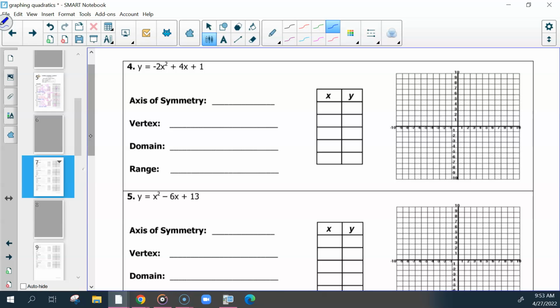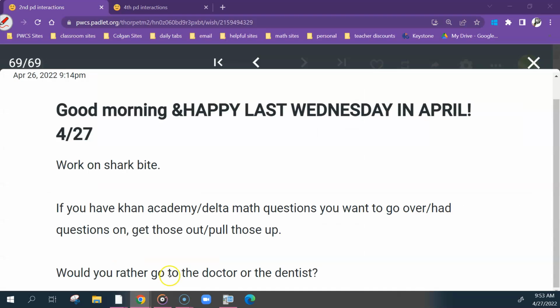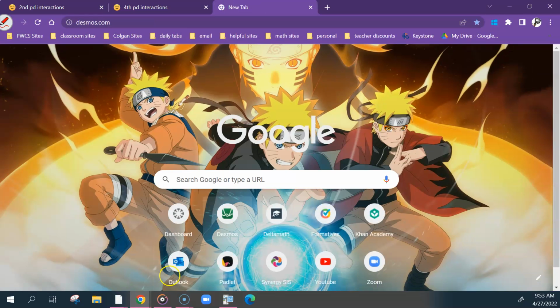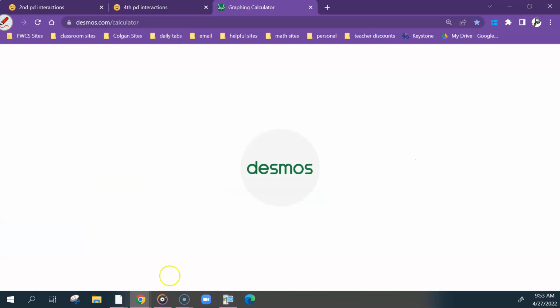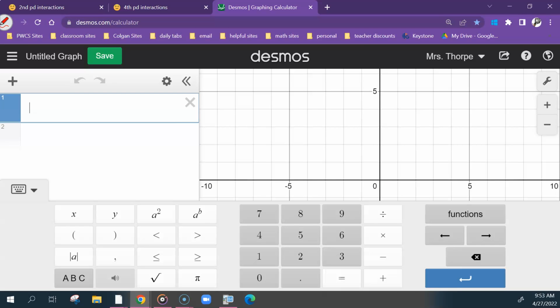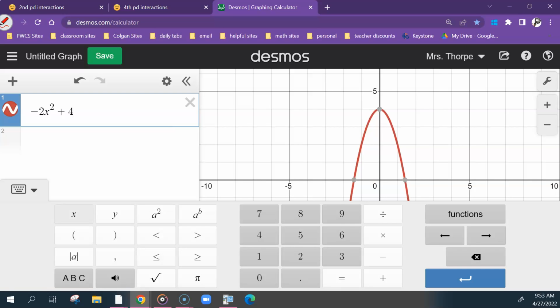Alright, so make sure you're following along. We're going to put this into Desmos. Negative 2x squared plus 4x plus 1. Oh, my bad.